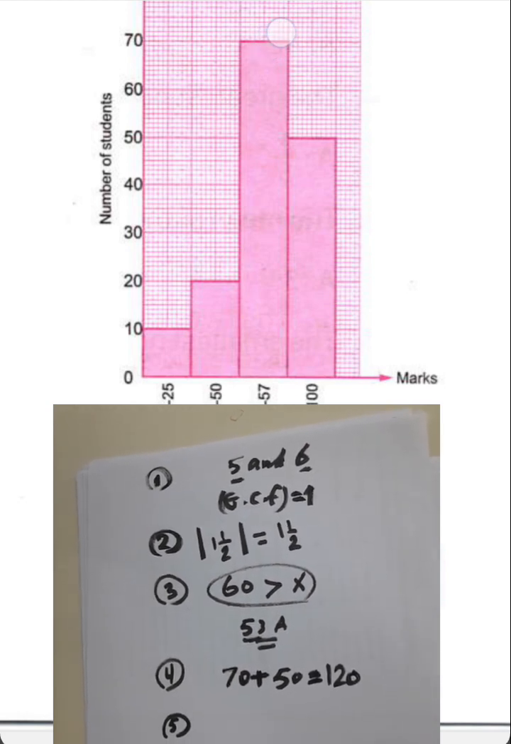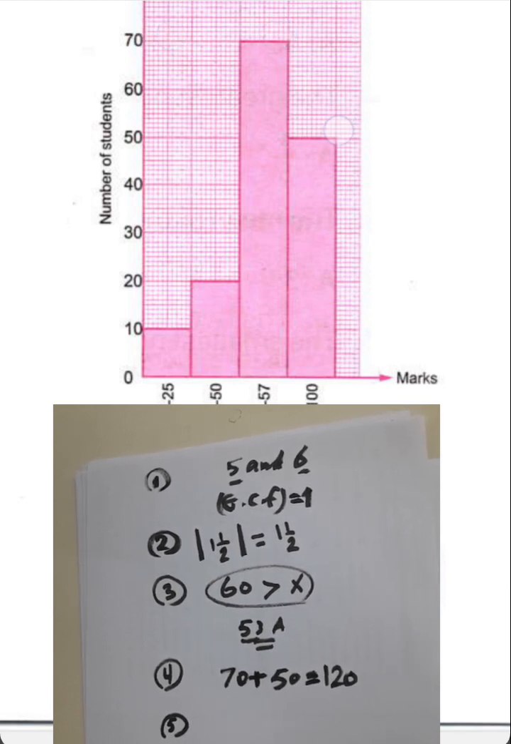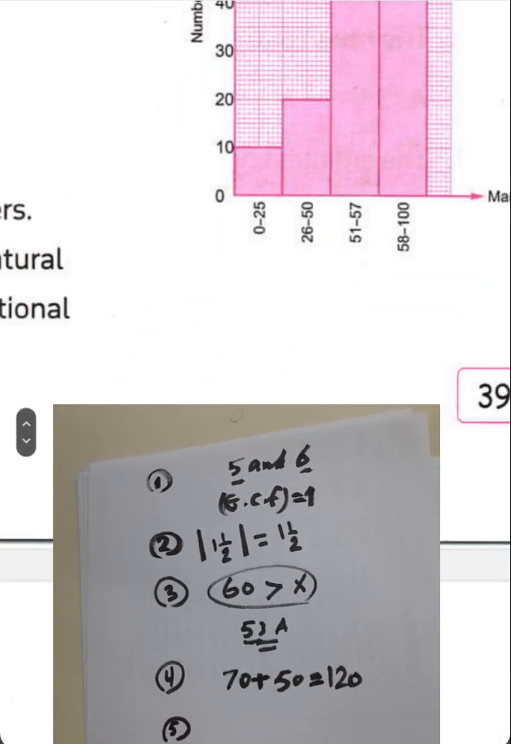This will be 70. This point is 70 and this point is 50. 70 plus 50 equals 120. Okay, next question.